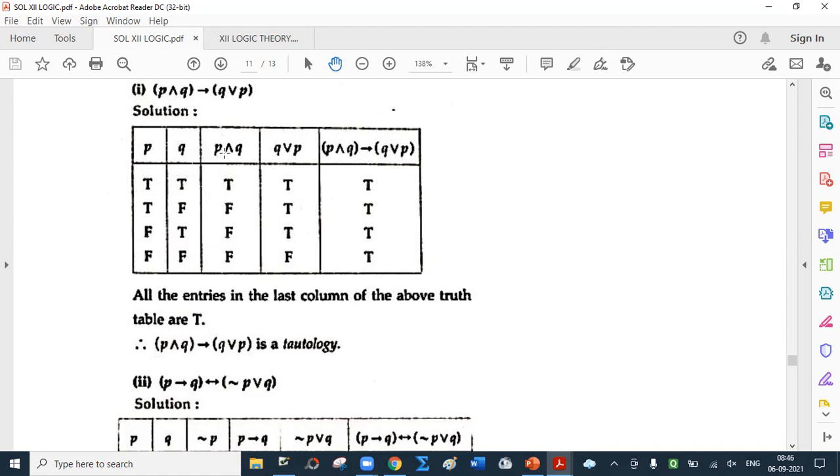Now for this combination, what is P and Q? True, false, false, false. Q or P is false when both are false, otherwise it is true. And finally implication. True implying true, yes, true. False implying true, yes. False implying false, yes. Then you have to say all the entries in the last column of the above truth table are T. So P and Q implies Q or P is a tautology. Write down.